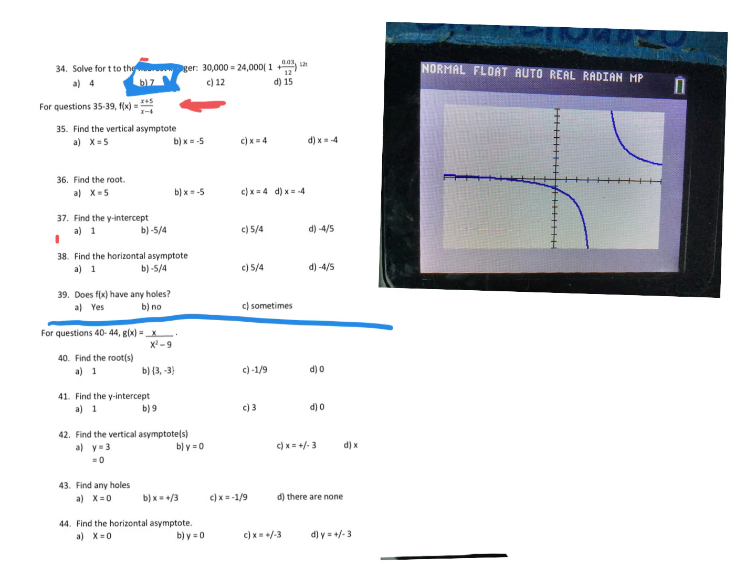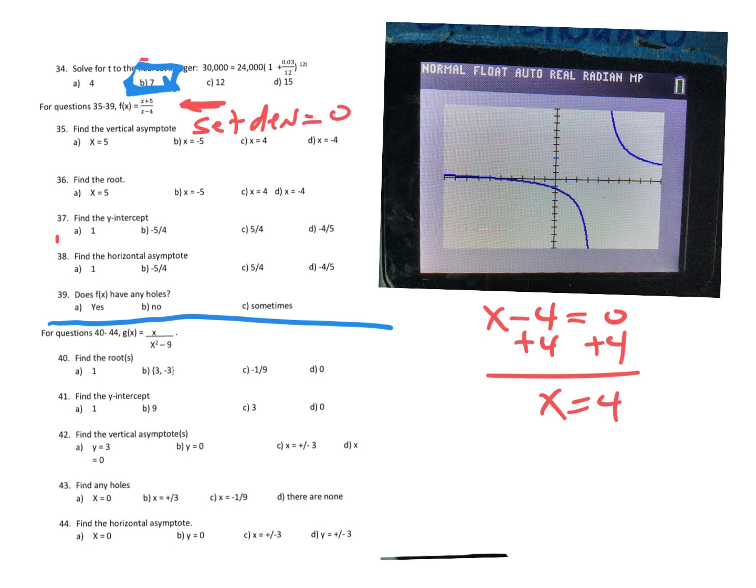So as an example for number 35, we have to find the vertical asymptote. Well, the way we find vertical asymptotes of rational functions is we set the denominator of the function equal to 0. So here my denominator is x minus 4. We solve this equation for x. So here I get x is equal to 4. I get this vertical line. And that's my answer. And according to the graph, yes, there's definitely a vertical asymptote.